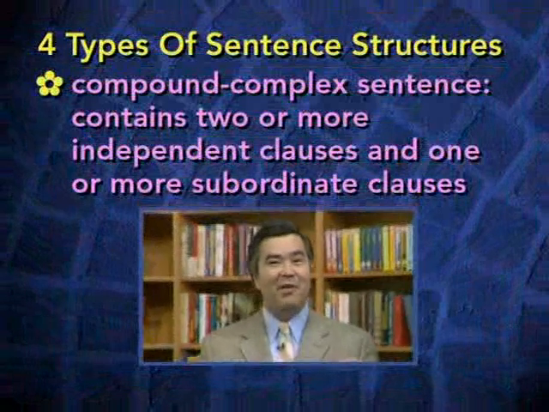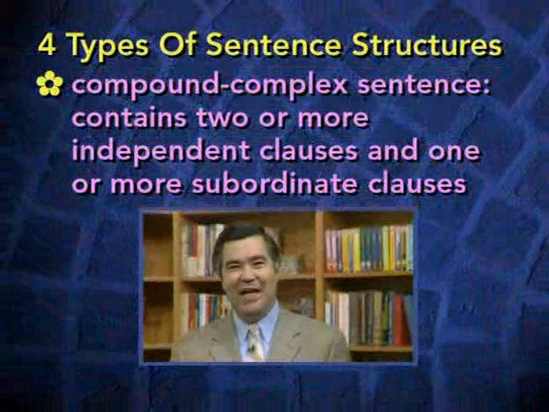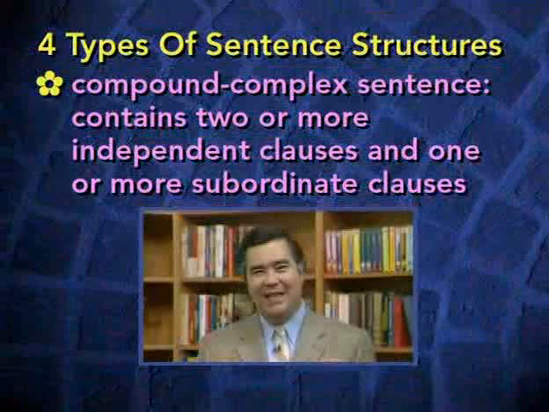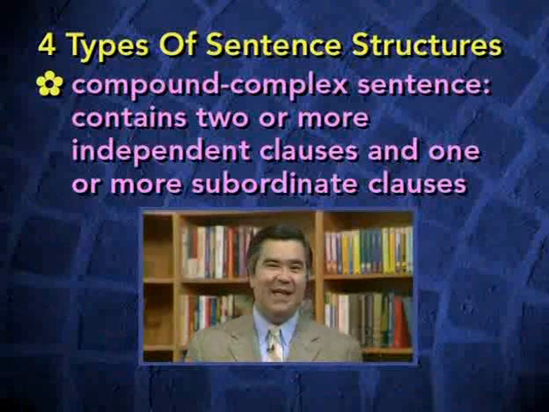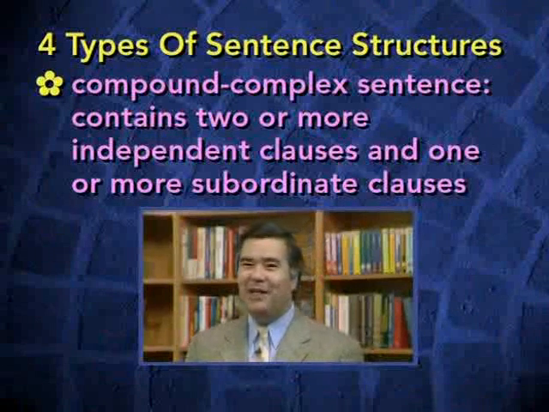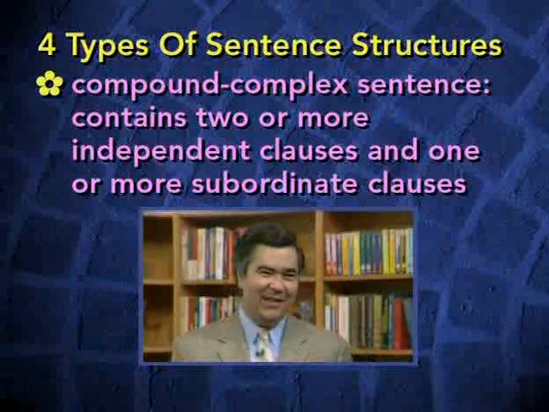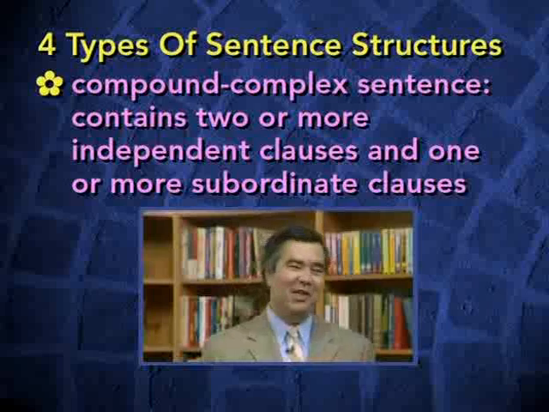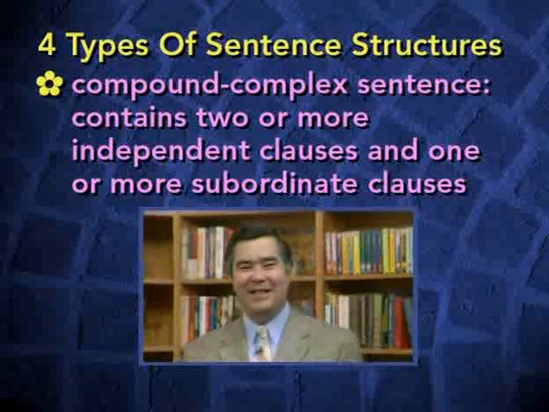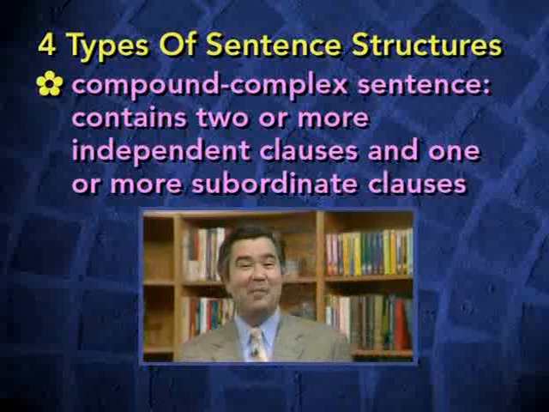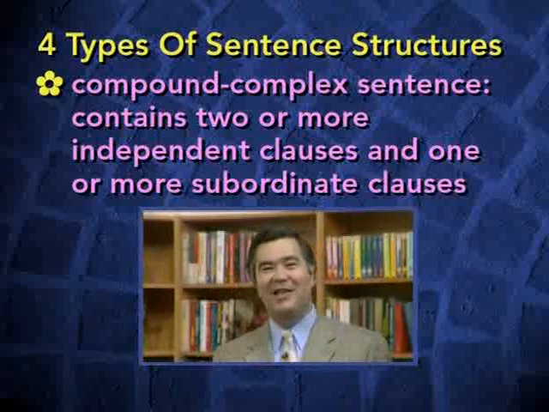The fourth and most difficult kind of sentence is known as the compound complex sentence. The compound complex sentence contains two or more independent clauses and one or more subordinate clauses. So it's like a combination of the compound sentence with the complex sentence. As you can see, the compound complex sentence must have at least three clauses.